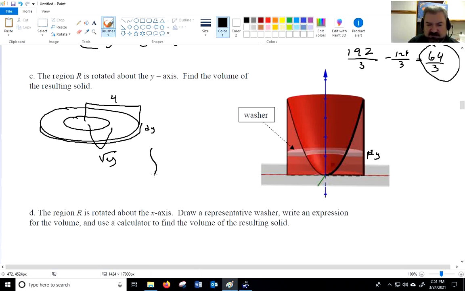So we have the integral from 0 to 16 of pi r squared h minus pi r squared h. So pi big R squared minus little r squared times the height dy.